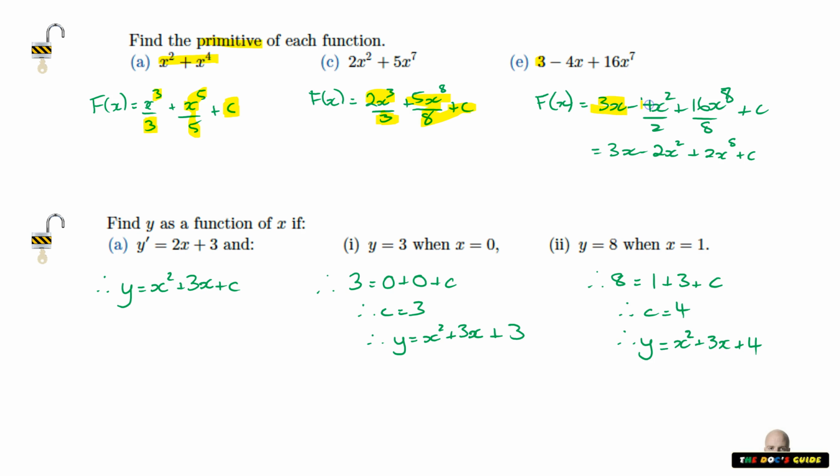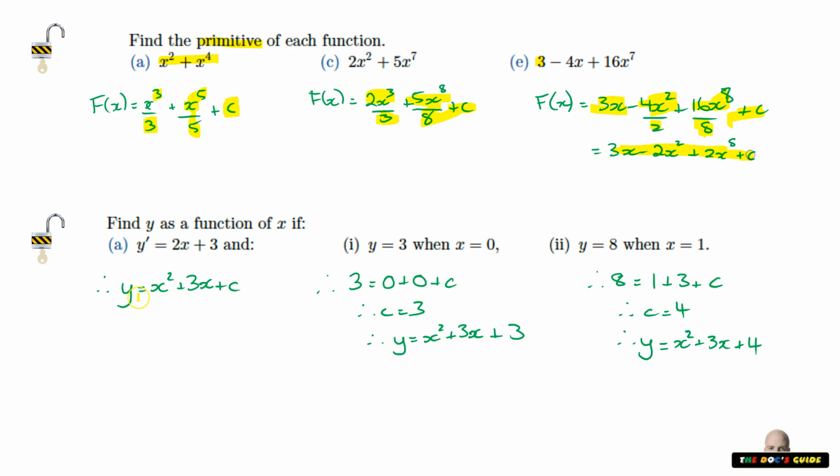So minus 4x becomes minus 4x squared, and on 2, 16x to the 7 goes up to 8, and we divide by the 8, plus our constant of integration. And then we just simplify that, of course. So we get our final expression down here.